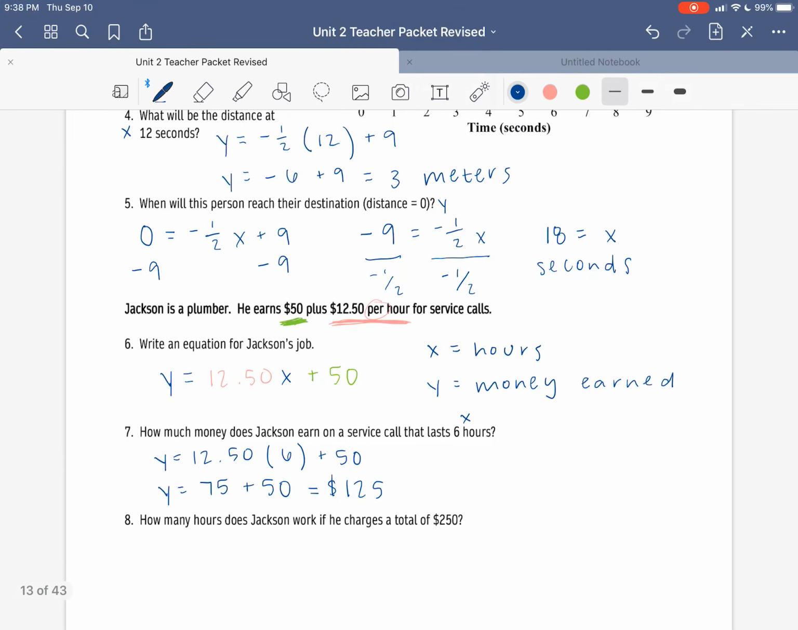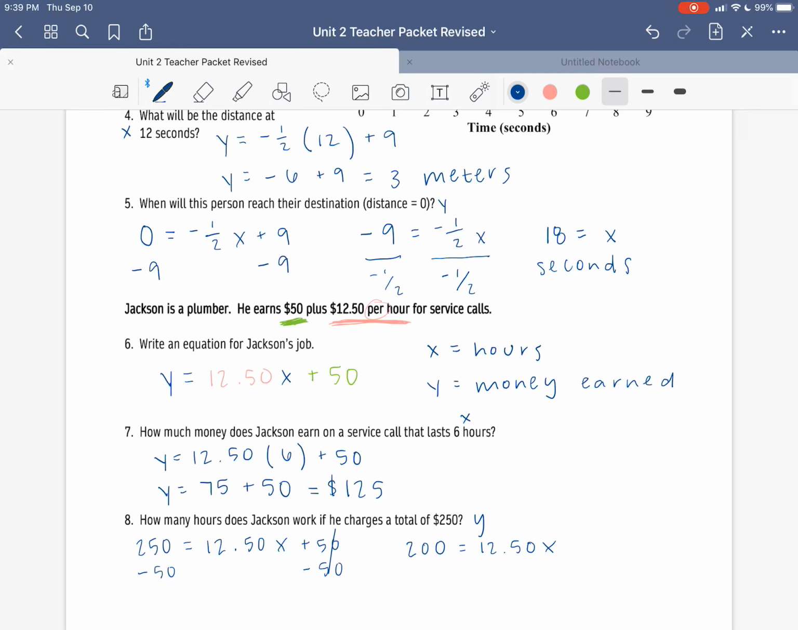Last question, how many hours does Jackson work if he charges a total of $250? So the money earned, if he's making $250, that's a y value. So in my equation, I'm going to replace the y with 250. So 250 equals 12.50x plus $50. And in solving this, we're trying to get x by itself, so we remove the addition, the plus 50, by subtracting 50 on both sides. And that's going to give us 200 equals 12.50x.